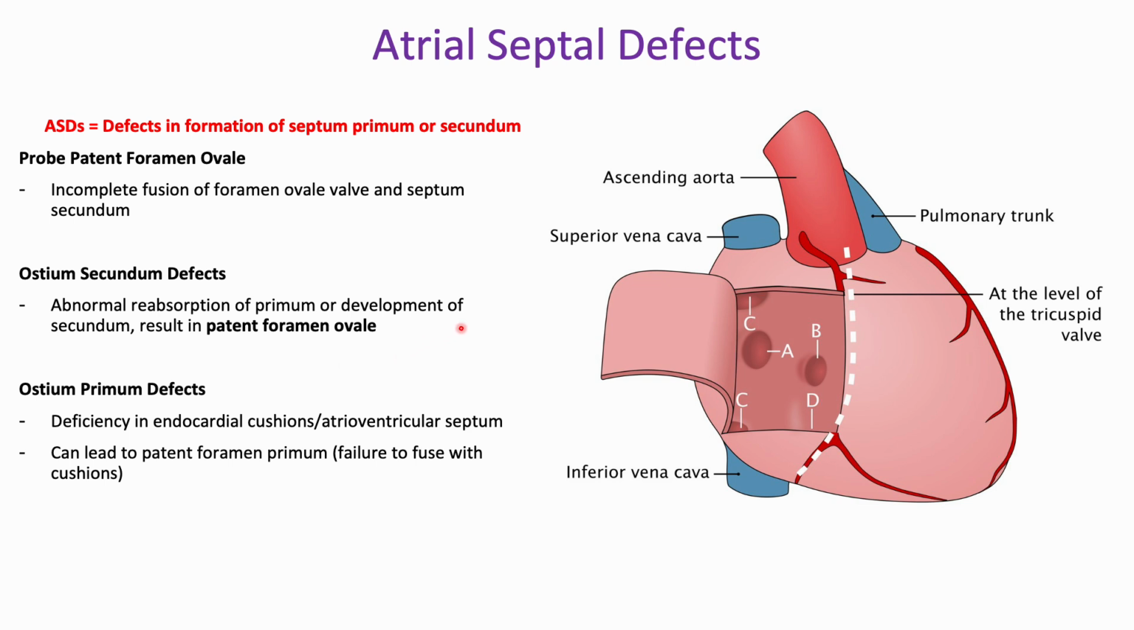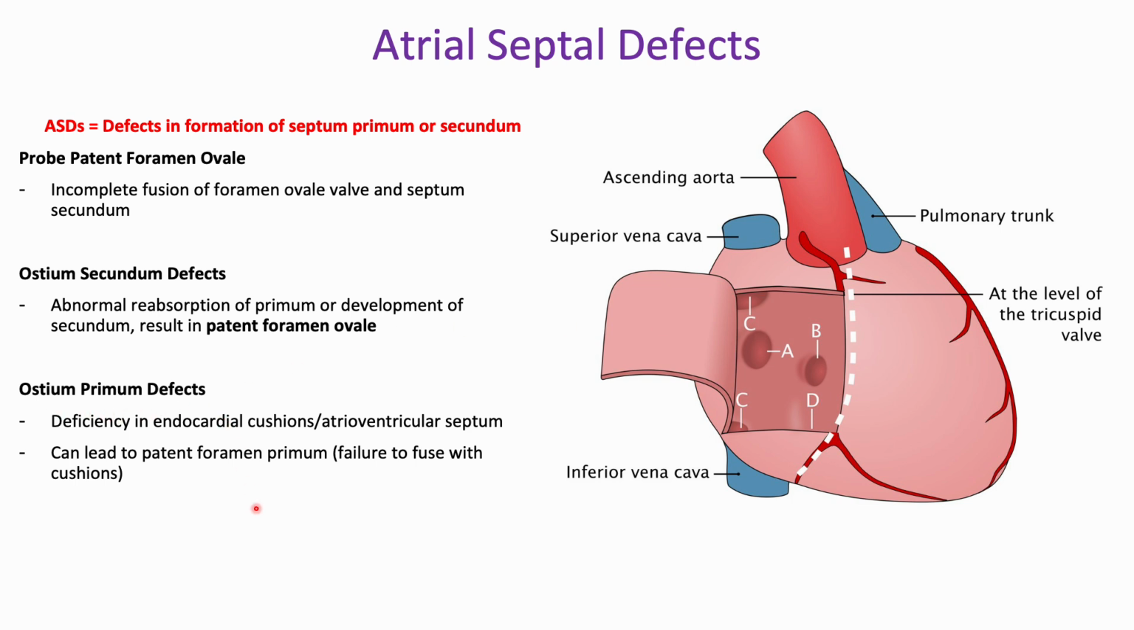This is abnormal reabsorption of the septum primum or development of the septum secundum, and this results in a patent foramen ovale. So the difference here is patent foramen ovale versus probe patent foramen. Probe patent means it's really small. Patent foramen ovale is going to be a larger defect, and this can happen at different regions. It can happen in the region where you had the septum or the foramen primum, or it can happen in the region where you had the septum secundum or foramen secundum.